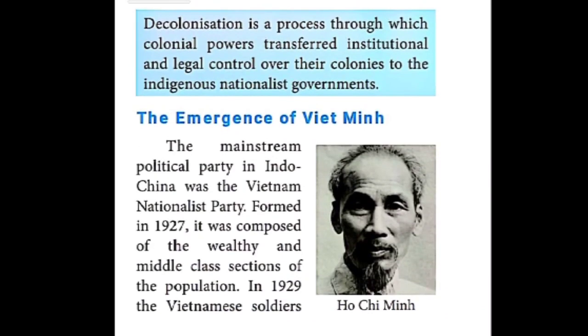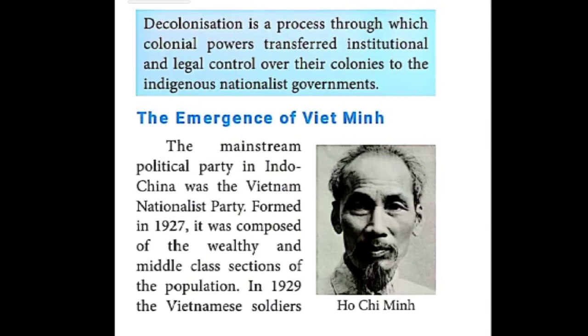The next thing given in the para is a small paragraph in a blue color box: decolonization. What is meant by decolonization? Before that, we must know what is meant by colonialism. Colonialism is a policy of acquiring and maintaining colonies for exploitation. For their benefit, they get raw materials and everything from the colonies, and they treated the colonies like slave countries. So that is colonialism.